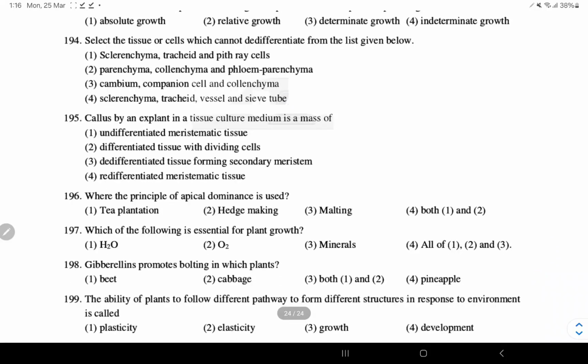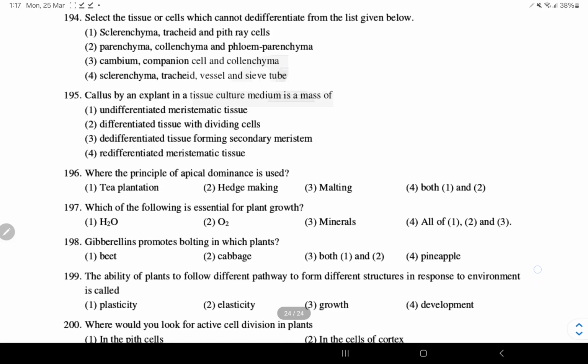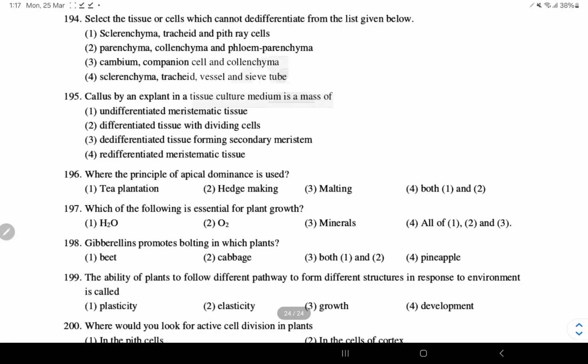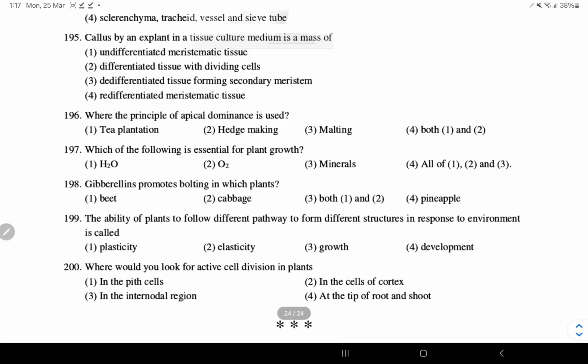Select the tissues and cells which cannot dedifferentiate from the list given below. That is sclerenchyma, trachea, vessel, sieve tube. They cannot regenerate. Callus formed by an explant in a tissue culture medium is a mass of dedifferentiated tissue from secondary meristem.